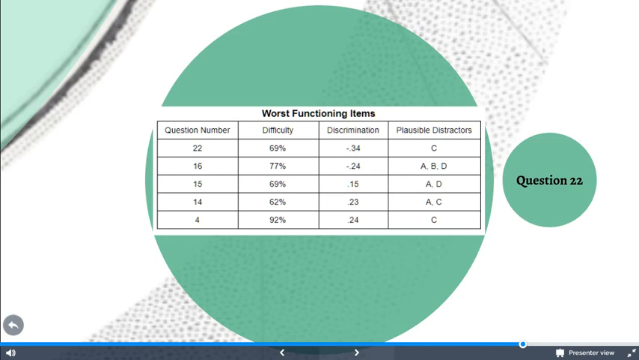Also worth noting here is that overall, if you look at our plausible distractors, most of these questions did not utilize all plausible distractors. That's something that's telling for us, that maybe something that would help this discrimination value to go up is if we used distractors that students would be more drawn to, and they would help them to focus where we wanted them to be.